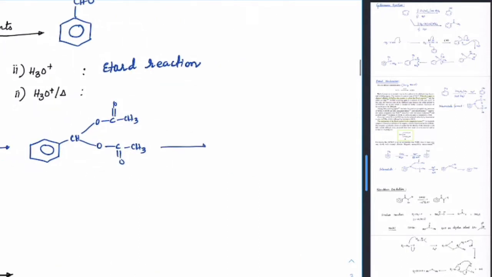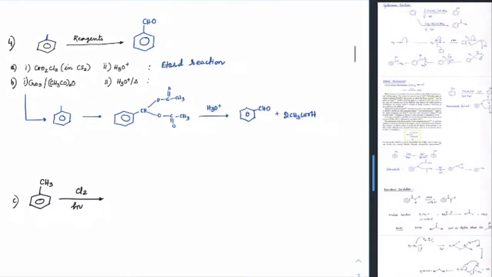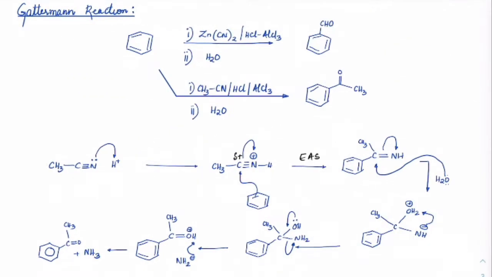Which on hydrolysis will give us CHO plus 2 moles of CH3COOH. This is what happens. This is what you need to remember. Okay, this is how much you need to remember. Now I will show you the mechanism.